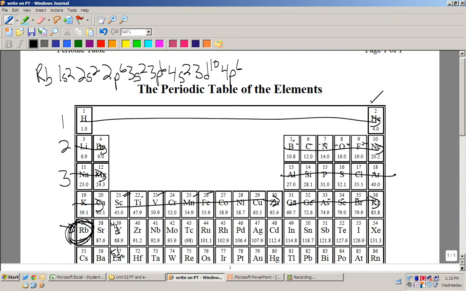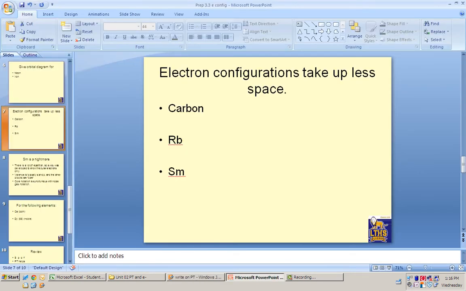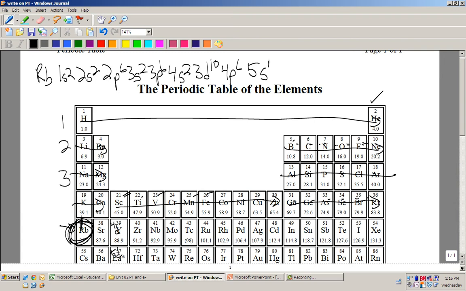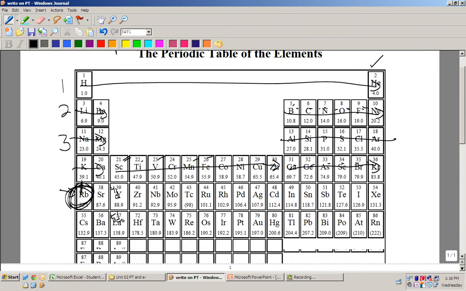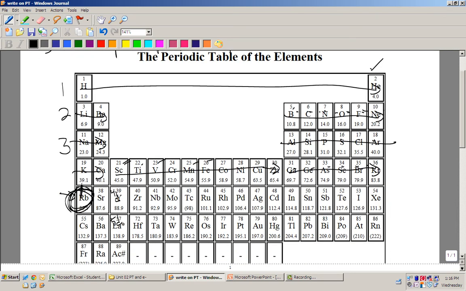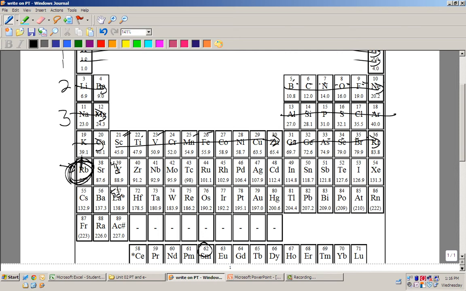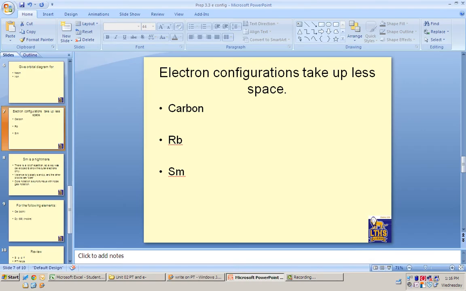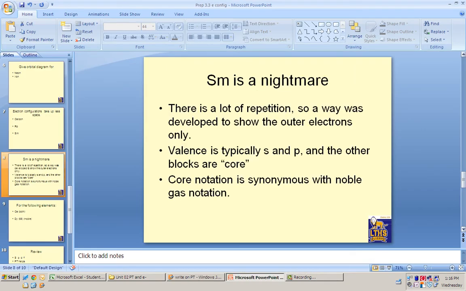And now 37 is rubidium. So I'm on the fifth row, S block, but only one because it's in the first one, right? And that's rubidium. Yay. Samarium. I don't know where samarium is. Samarium, 62. I don't want to do 62 all the way down there. And you know what? I'm going to show you a shortcut with that. So let's check out that shortcut.